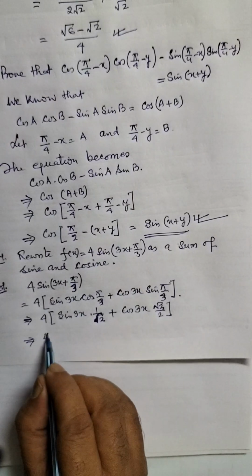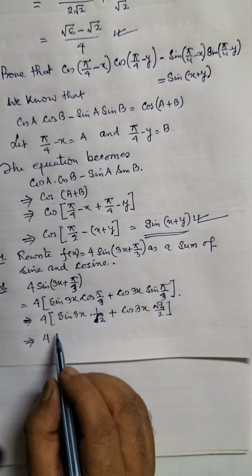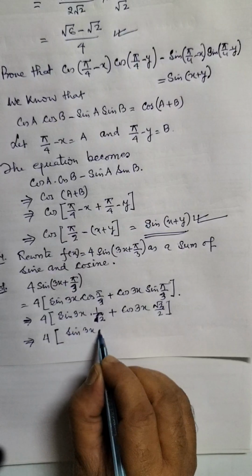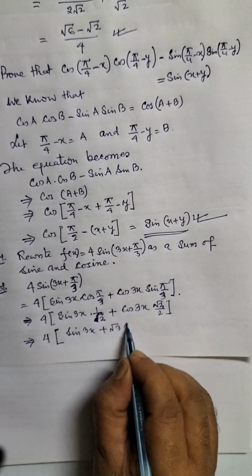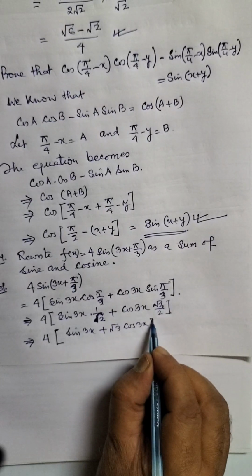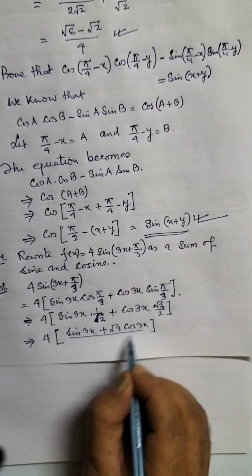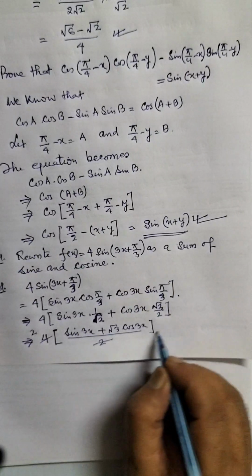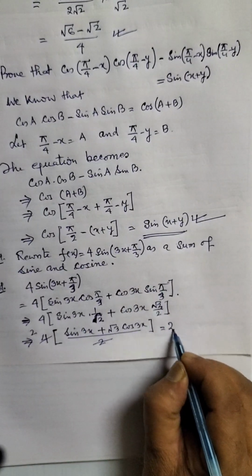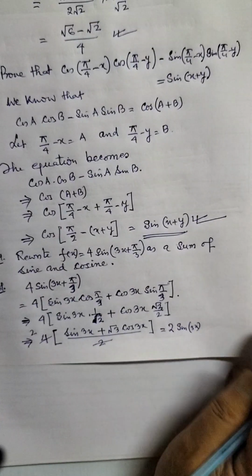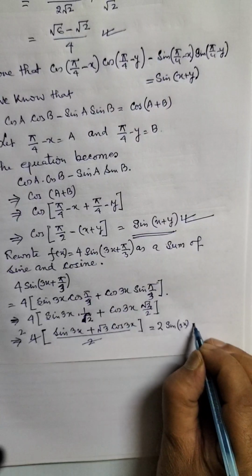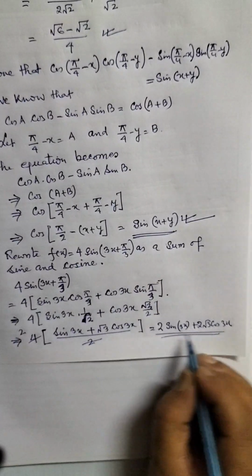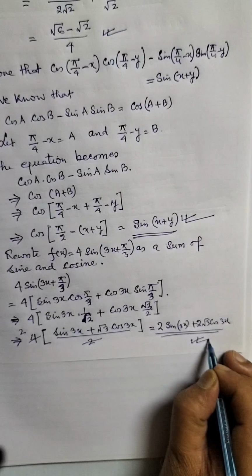This gives us 4 times sin 3x plus root 3 cos 3x, and we get this 2 with this, and we are left with 2 times of sin 3x plus 2 root 3 cos 3x, which is the sum of sine and cosine, and is the answer.